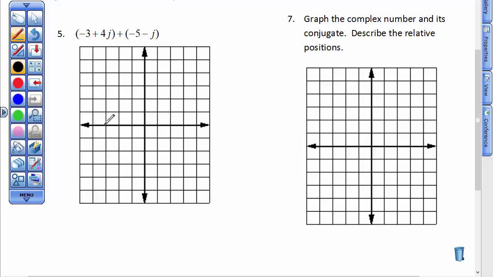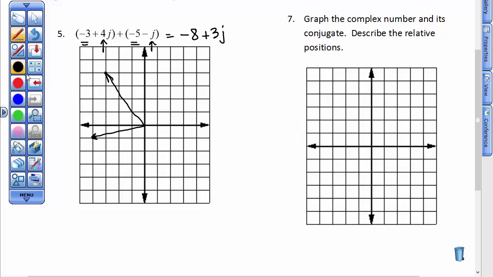Okay, the first one is to the left 3 and up 4, so I'm drawing a vector to that dot. The next vector is to the left 5 and down 1, so I'm trying to draw a line to that spot. Now I know my answer is a -3 and a -5 combines to be a -8. 4j minus 1j combines to be 3j. So my answer is way out here at x is a -8 and up 3.